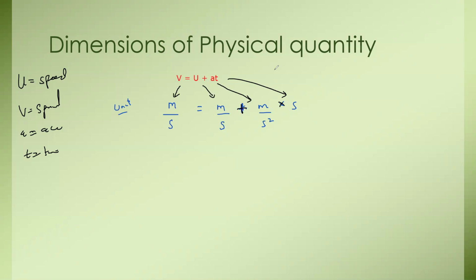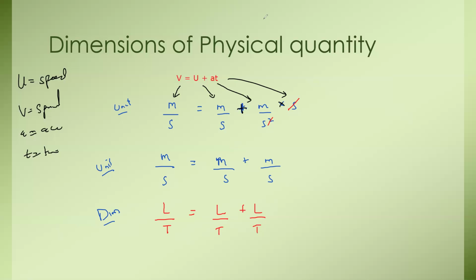Then we can simplify this. As you can see, there is s and s square, so it can be simplified. It will turn out to be M by S plus M by S. Now this is in terms of units. Now we write the dimensions. Because meter is there, the dimension is length, and second is for time.